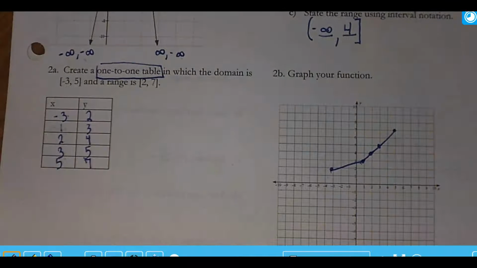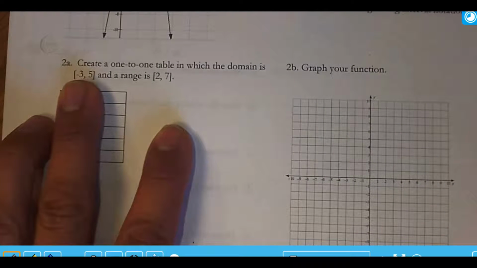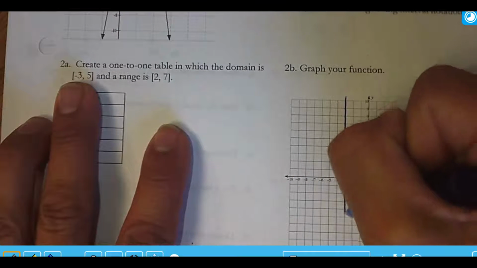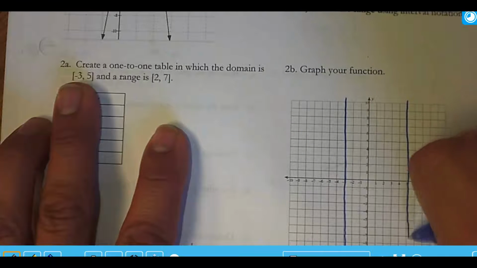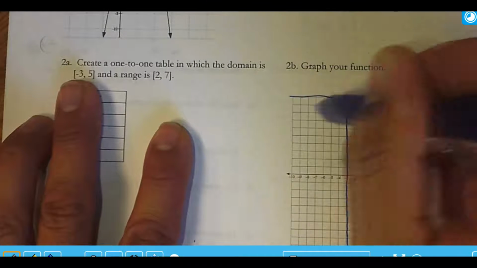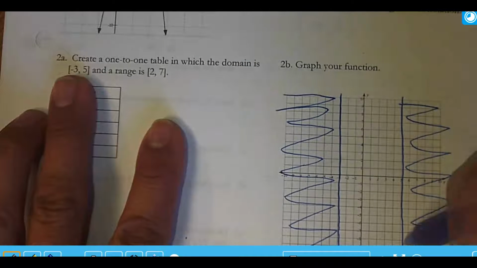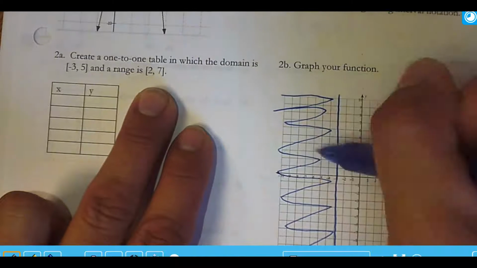Now the other option is to do this instead. So let me grab another assessment. And what I'm going to do is frame it out the same way I showed you before. So I'm going to frame out -3 to 5 on the x's. And so nothing over here can exist. And I don't want anything over here. And then I'm going to frame out 2 to 7 here.